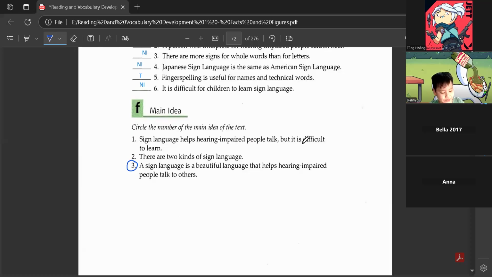First of all, they didn't say that it's difficult to learn. They didn't say so in the text. They just say that there are some signs that are difficult, but they didn't say that it's difficult to learn. Right?